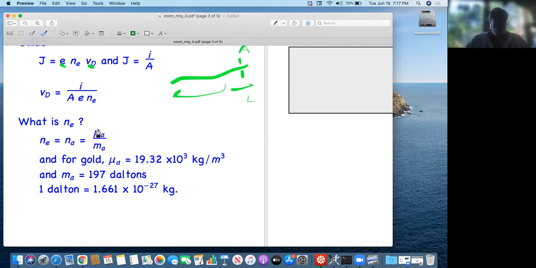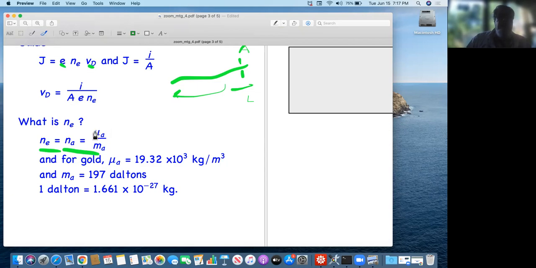So this will be kilograms per cubic meter divided by kilograms. So this will be the number per cubic meter. And we're actually calculating the density of atoms. What we need is the density of electrons, conduction electrons, but they're equal.